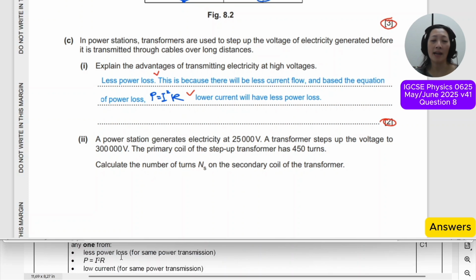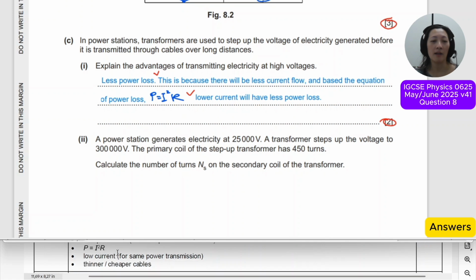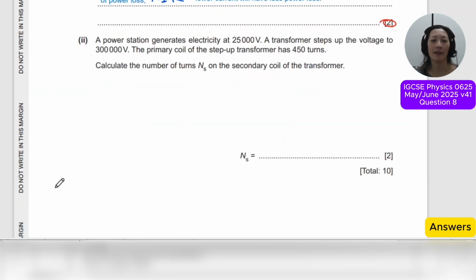Now, if you only wrote any one of the following, that means you wrote less power loss, P equals I squared R, low current or thinner and cheaper cables without the matching explanation, you'd only get 1 mark and not the full 2 marks.